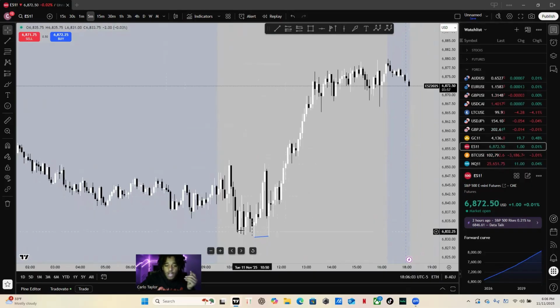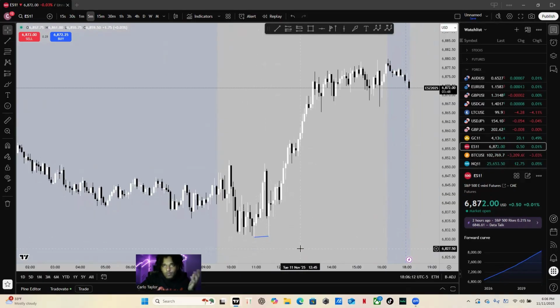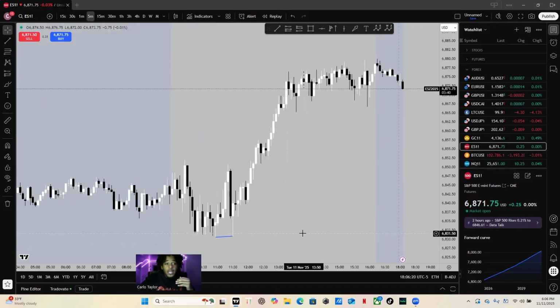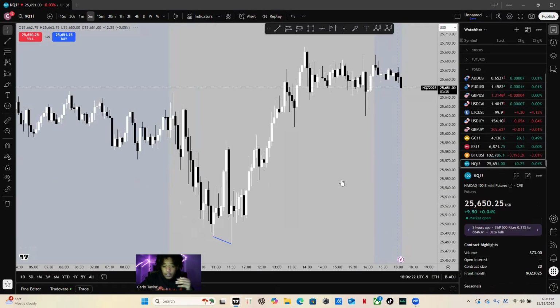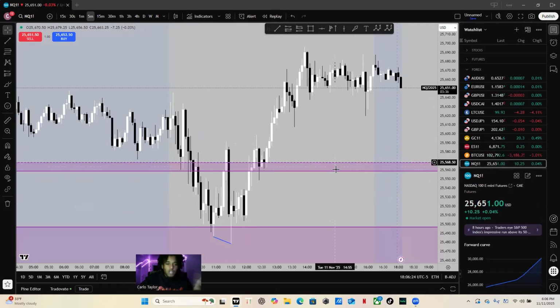So very simple. And then every single time you get an SMT divergence, you want to look for it around about in between 10 to 11:45, just to be safe. But yeah, this is a quick little recap trade that I took earlier today and made some good little money on it. But I didn't trade ES, I traded NQ.